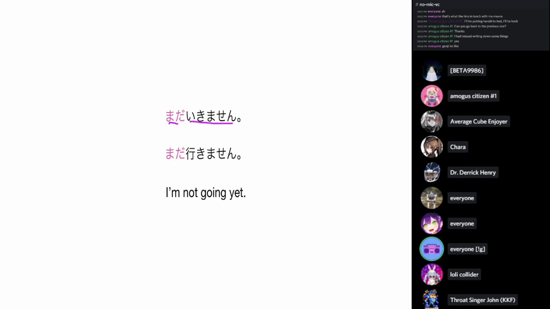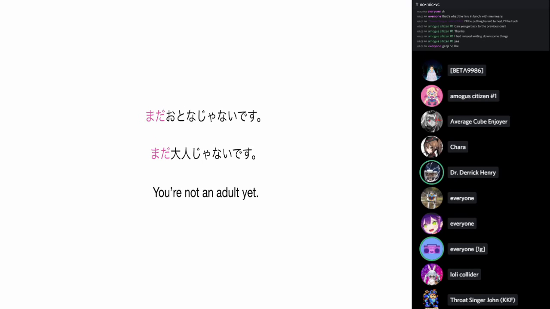Simple example, but probably something that will come up somewhat frequently. Somebody might ask you, oh, are you going to the airport now? And you're like, oh, no, mada ikimasen. I'm not going yet. The response to Nyani's sentence, so if Nyani says that he's not a child anymore, kodomo janai, we can respond with mada otona janai desu. You're not an adult yet.